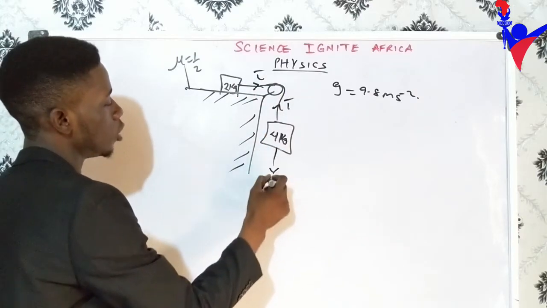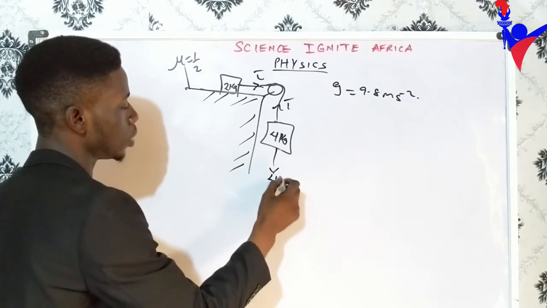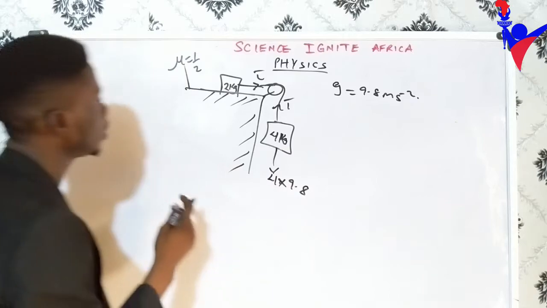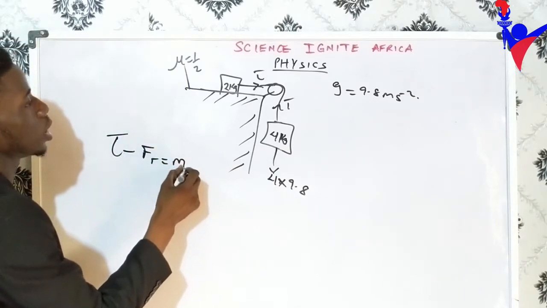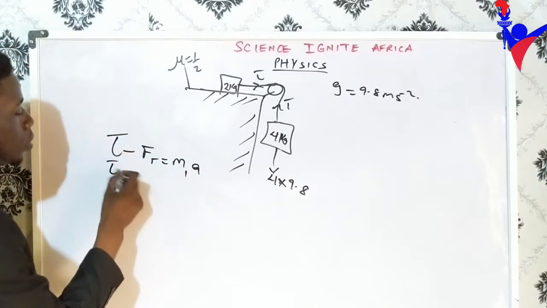Of course, the weight of the object is 4 times 9.8. So let me do this. This will be T minus frictional force equals MA. That's our M1. And what's our T? We don't know T.